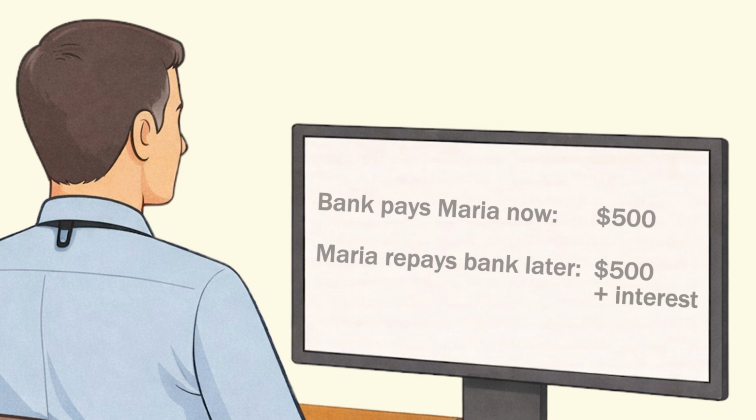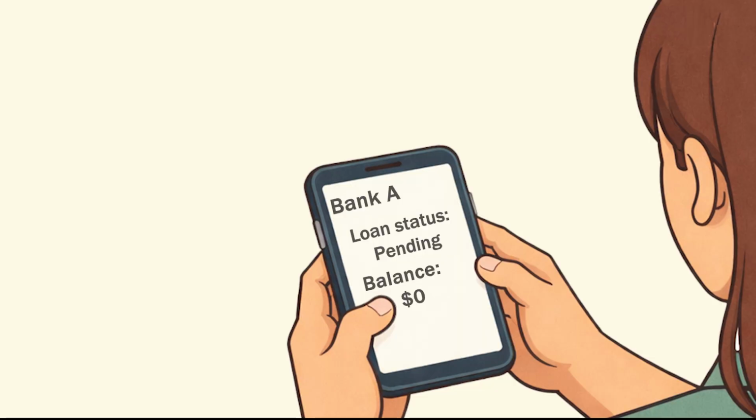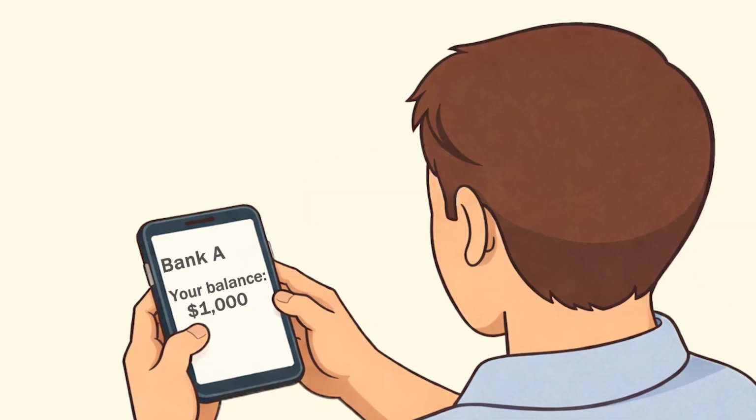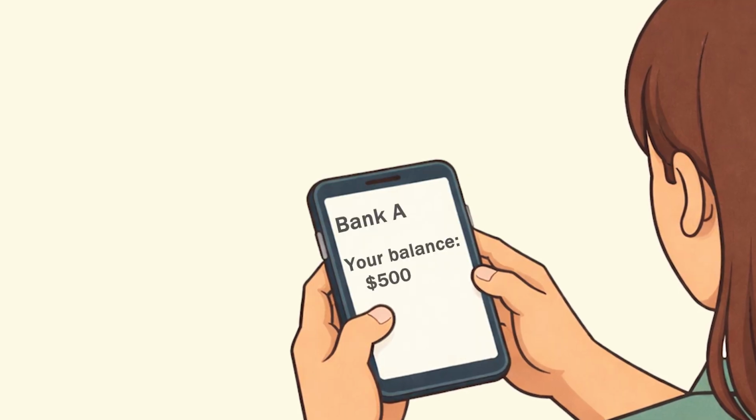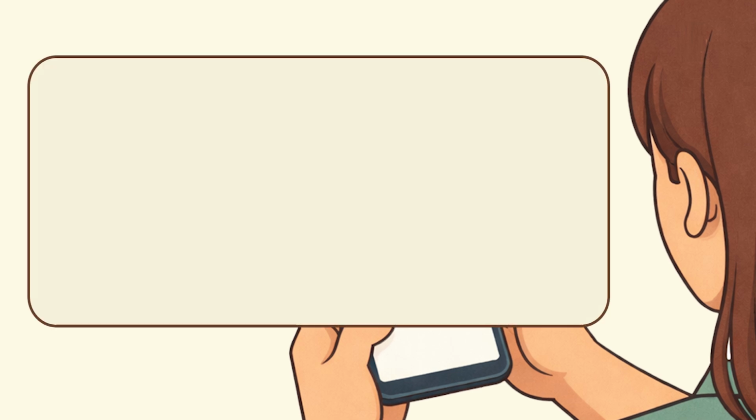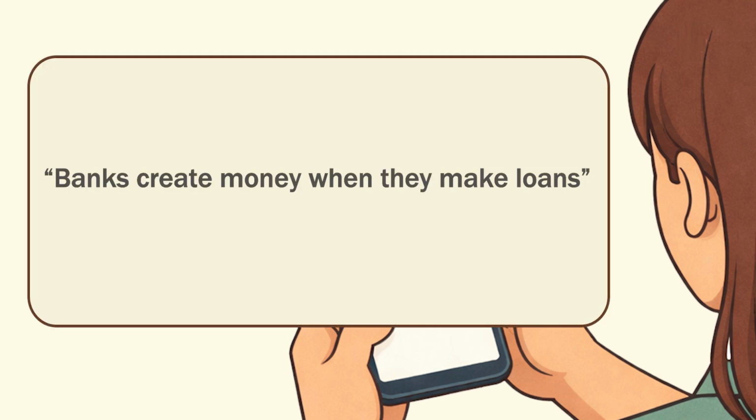And here's the key point. The $500 in Maria's account did not exist before the bank approved the loan. It appeared at the moment those two promises between Maria and the bank were created. No one else's balance went down. No physical cash moved. A simple agreement between Maria and her bank turned into money she can spend. That's what people mean when they say, banks create money when they make loans.